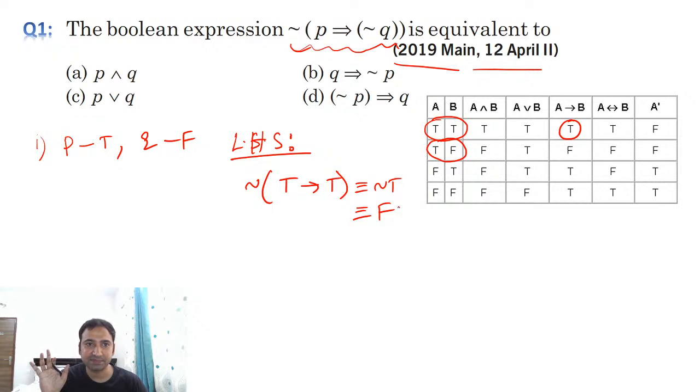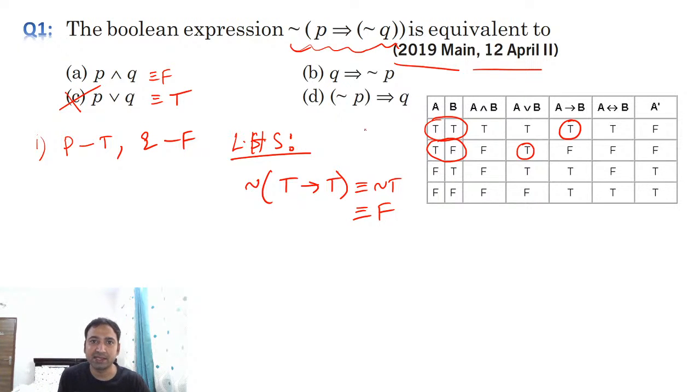So the negation of true is false. We're getting false. But in the options, which option is giving false? Let's check. The first option is true and false, which is false only. So maybe the answer can be the first option. The third option becomes true or false, which is true. Can we eliminate option C? Because with the substitution we have taken, we need to get false, but here we're getting true. So we can eliminate the third option.